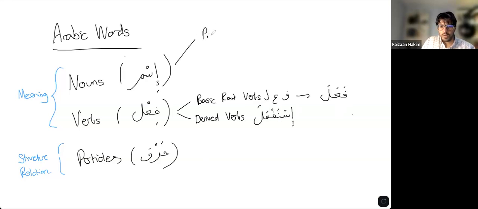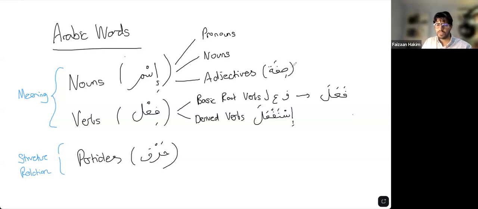Nouns, so we've seen pronouns, which are the most important words in the language. I'll just put down nouns over here, and adjectives. The word for an adjective in Arabic is sifa. A sifa.